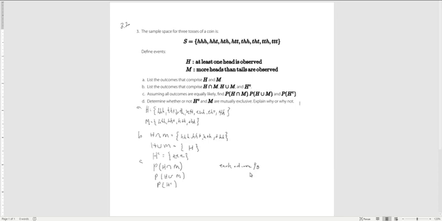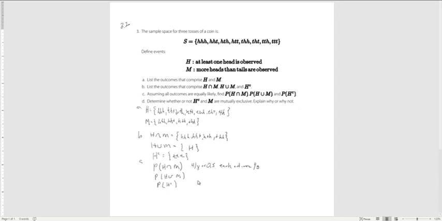So for H intersect M, we have 1, 2, 3, 4 outcomes that are in that, so 4 out of the 8 are possible. Each of those is an outcome with a likelihood of 1/8. So we have 1/8 plus 1/8 plus 1/8 plus 1/8. Like 4 1/8s. So this would be 4/8 or 0.5.